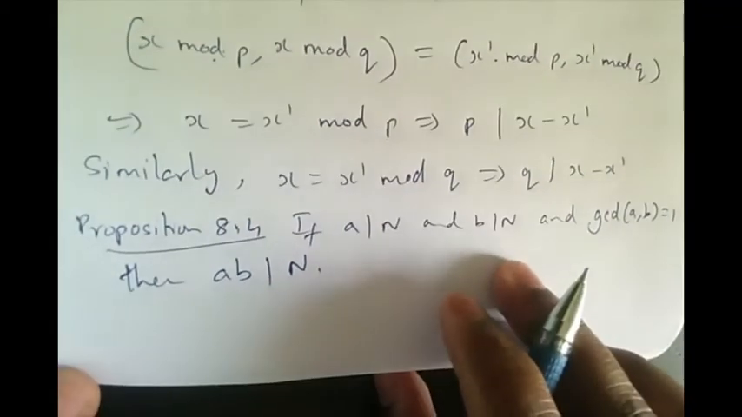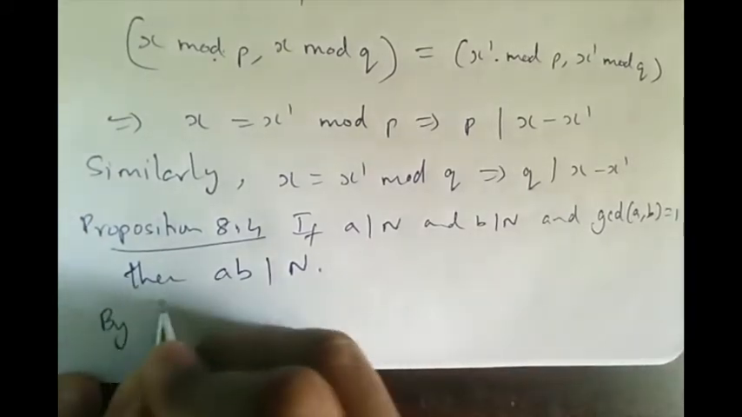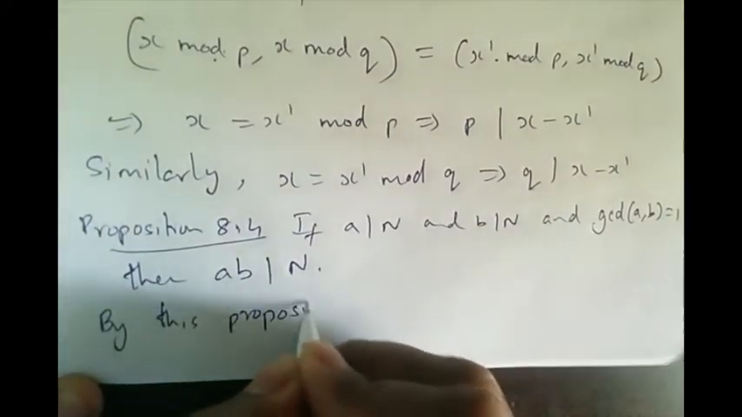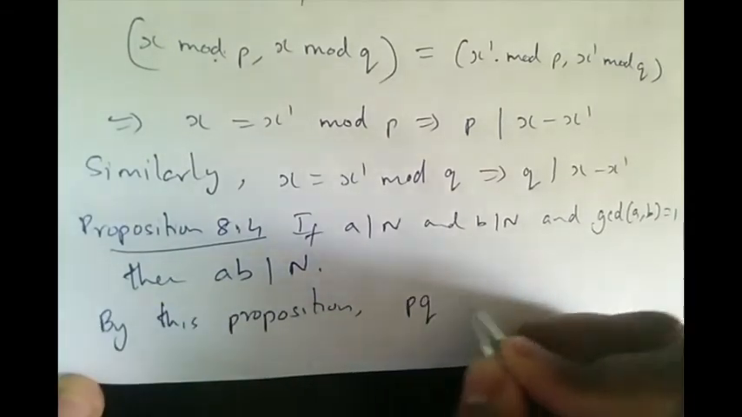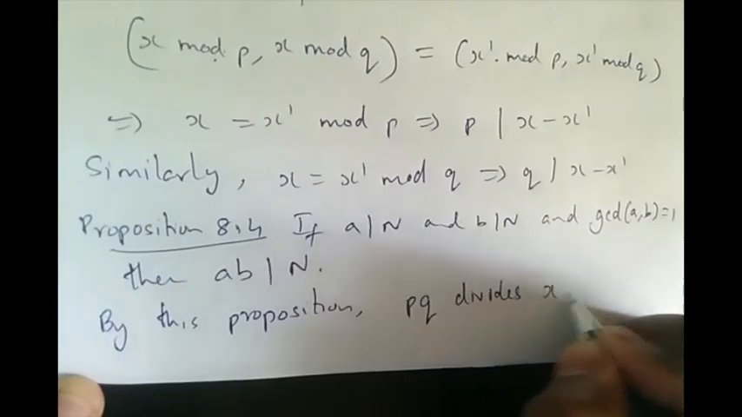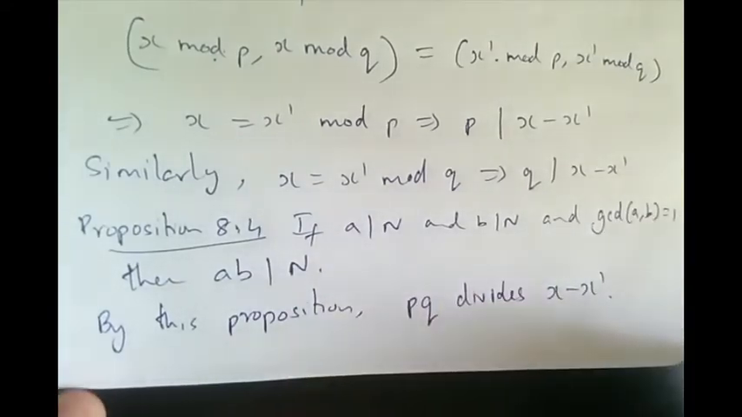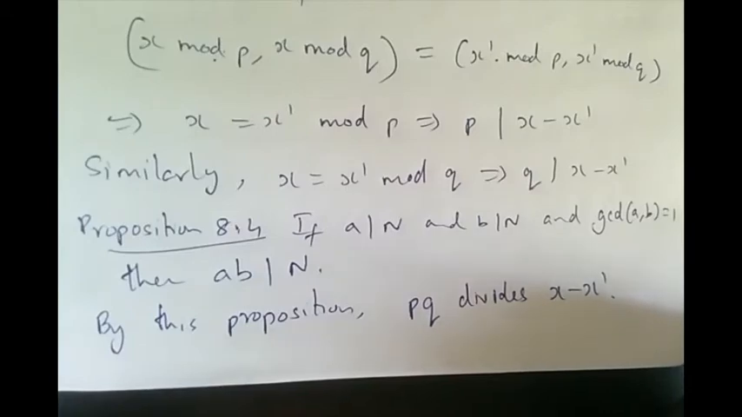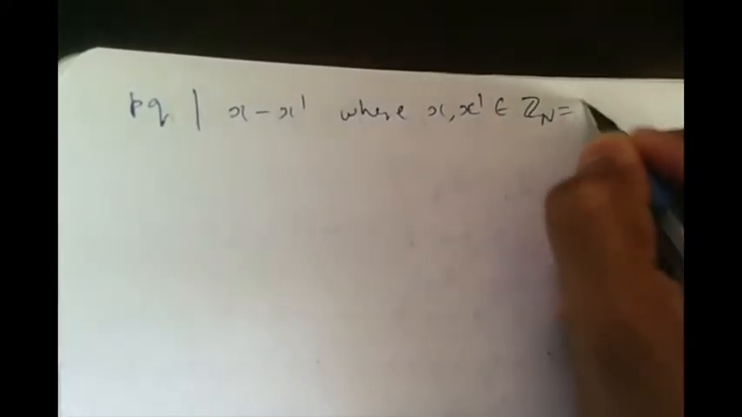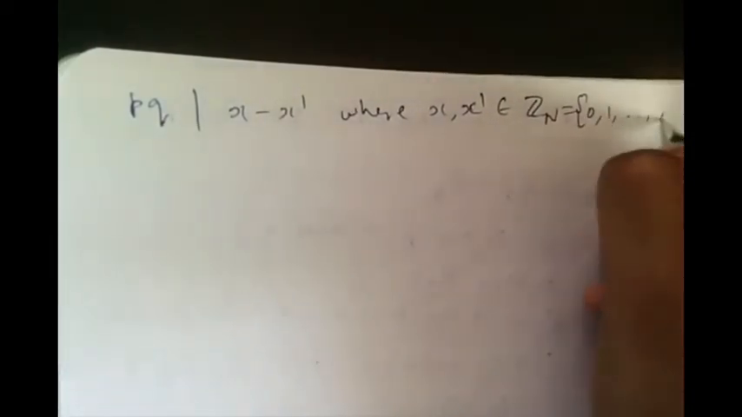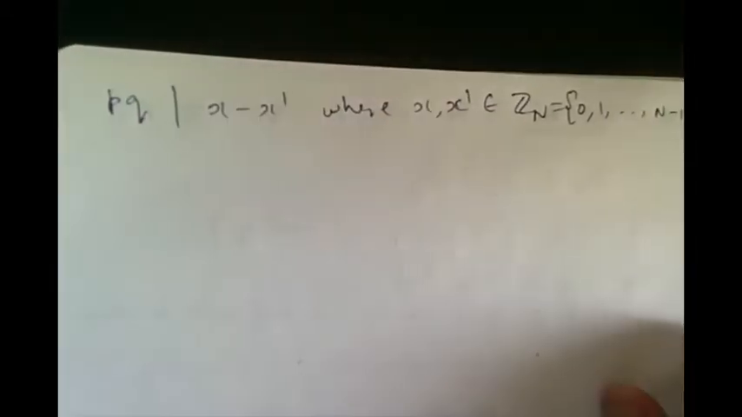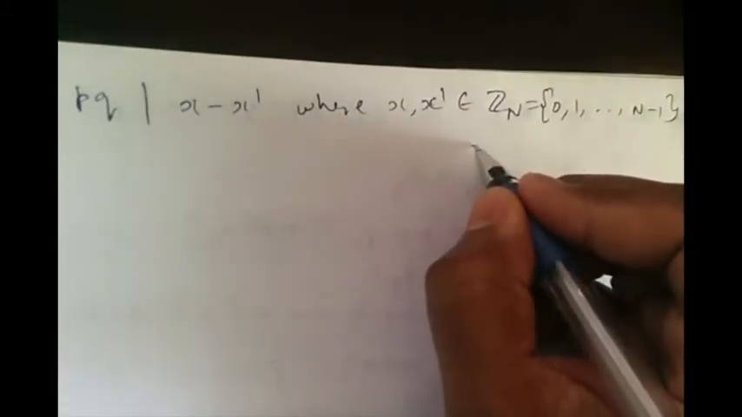So by this proposition, p times q divides x minus x prime. Okay. So we have pq divides x minus x prime, where x and x prime belong to Zn, which is the integers from 0 to n minus 1, and n is the product of p and q. Okay.